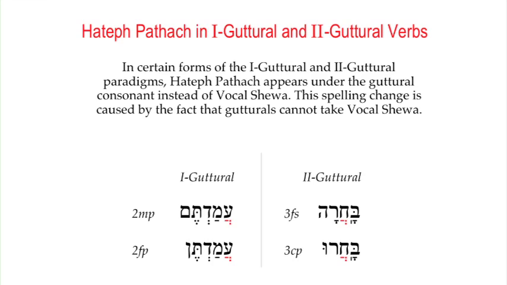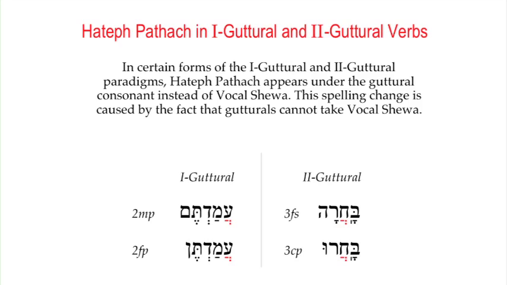Look at your screen with me. We're going to begin by looking at one guttural and two guttural verbs. Now, in certain forms of one guttural and two guttural verbs, you will see the hatef patach appearing under the guttural consonant instead of the vocal shewa. This spelling change is caused by the fact that the gutturals cannot take vocal shewa. Now, this is something you learned back in the very first 3 chapters of the grammar. Gutturals in Hebrew do not like vocal shewa. They usually will take, therefore, the hatef vowels, normally hatef patach.